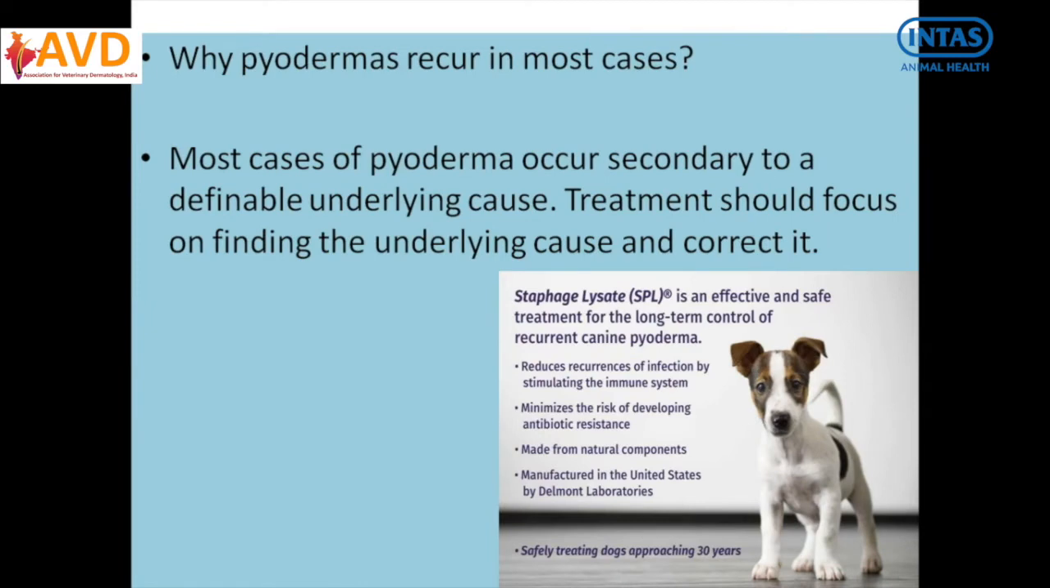And while searching on the internet, I found a product called Staphage Lysate, used in foreign countries. It's an effective and safe treatment for long-term control of recurrent canine pyoderma. It's made from natural components and it reduces the recurrence by stimulating the immune system. Actually, I think that product is not available in our country, but you can try those products in recurrent pyodermas in future.